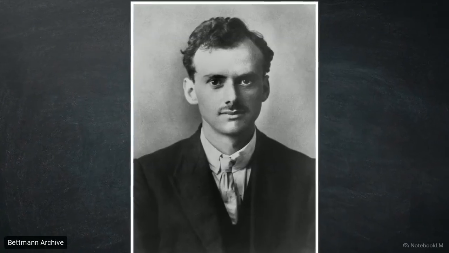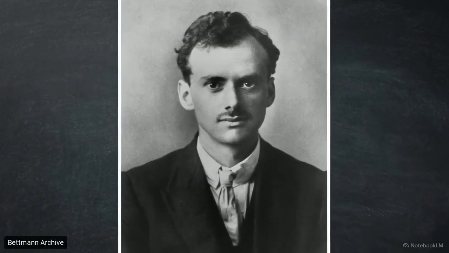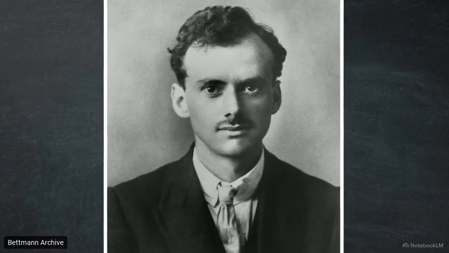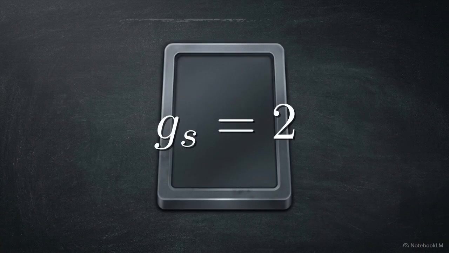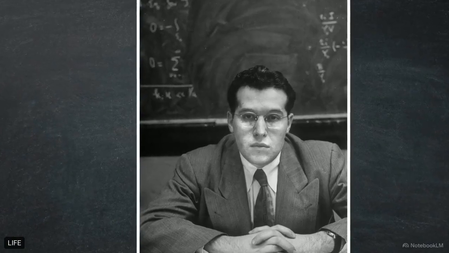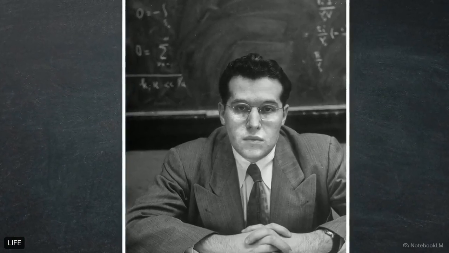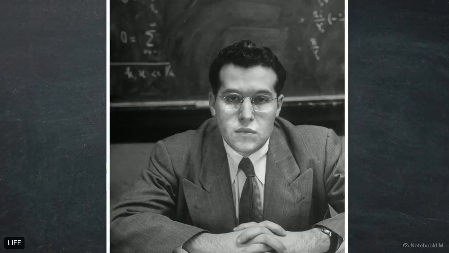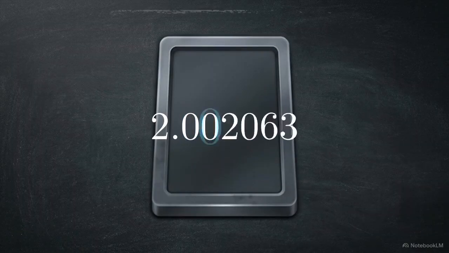It wasn't until 1928 that Paul Dirac's relativistic theory provided the first principles proof that the electron's intrinsic g-factor was indeed 2. Later, physicists like Julian Schwinger used quantum electrodynamics to show the value is slightly higher than 2, a discovery that remains one of the most precisely verified predictions in physics.